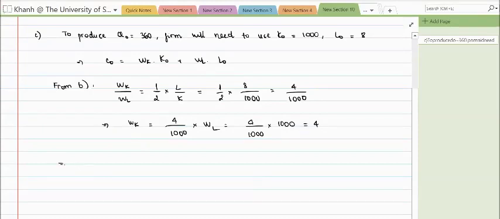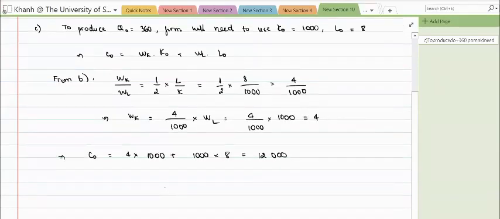All right, so from here we should be able to find the total cost of producing 360 units, which is WK, which is 4, times K0, which is 1,000, plus WL, which is 1,000, times L, which is 8. So the total cost of production is 12,000.